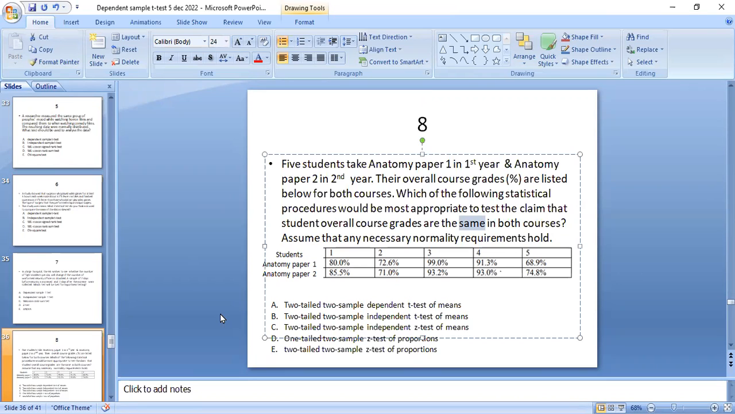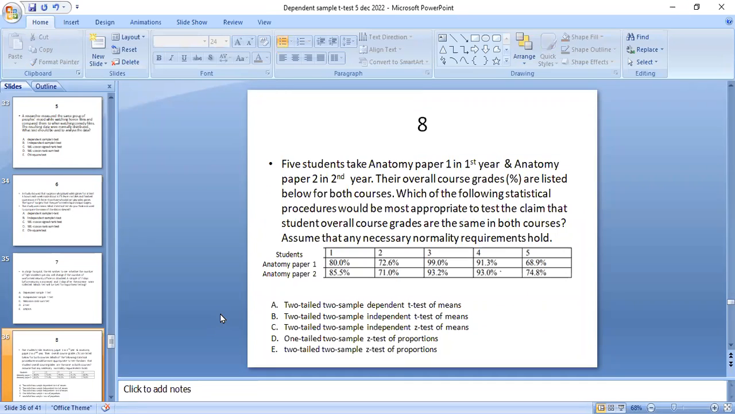So we have to answer from these options whether a two-tailed two sample dependent sample t-test for means will be used, or two-tailed two sample independent t-test of means will be used, two-tailed two sample independent z-test of means will be used, or one-tailed two sample z-test for proportion will be used, or two-tailed two sample z-test of proportion will be used. Which test will be used? Charlie? No. Alpha is the correct option.